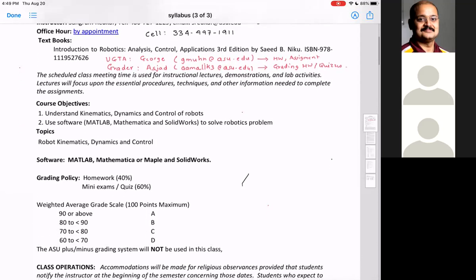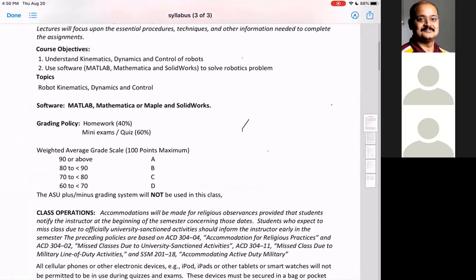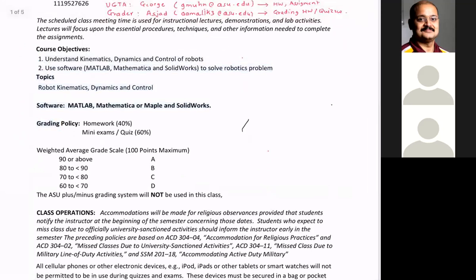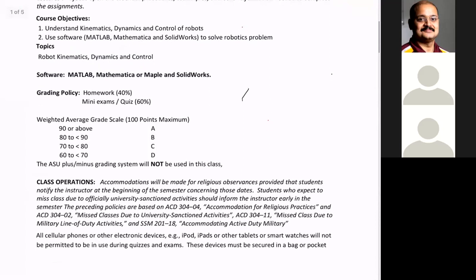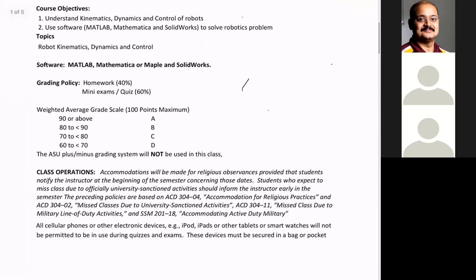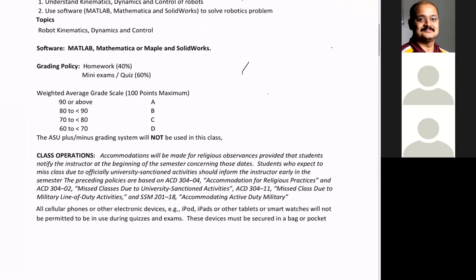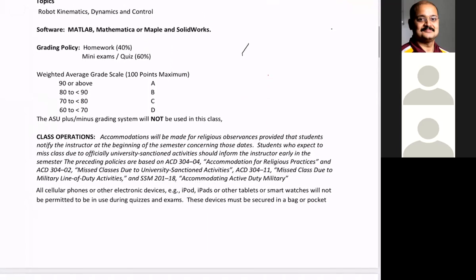And again, there is no final exam. It's a good thing and a bad thing, which means you just have exams and quizzes, and that will dictate your grade. We are not going to use plus or minus grading. I expect most of you to get a B or an A, but 90 or above is an A, between 80 and 90 is a B, 70 and 80 is a C, and between 60 and 70 is a D. If you need any accommodations, please let me know and we will accommodate.